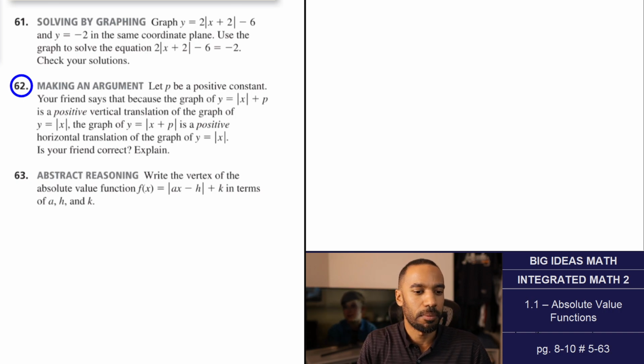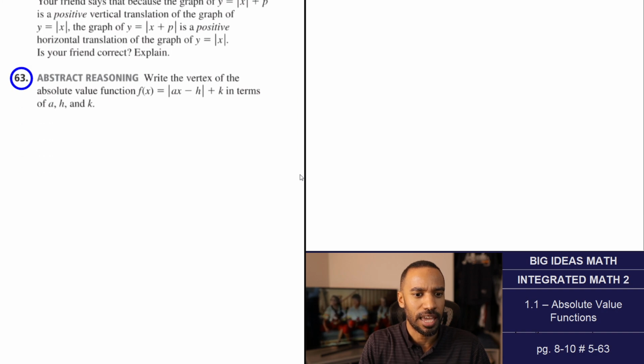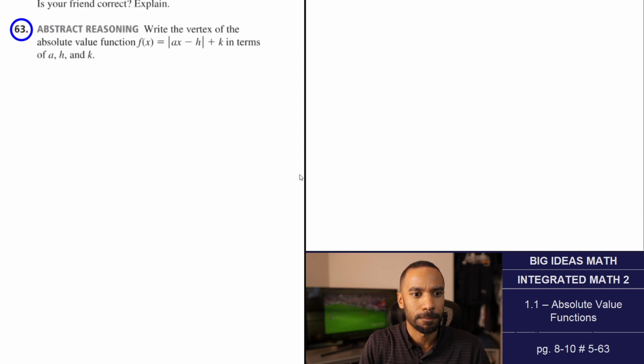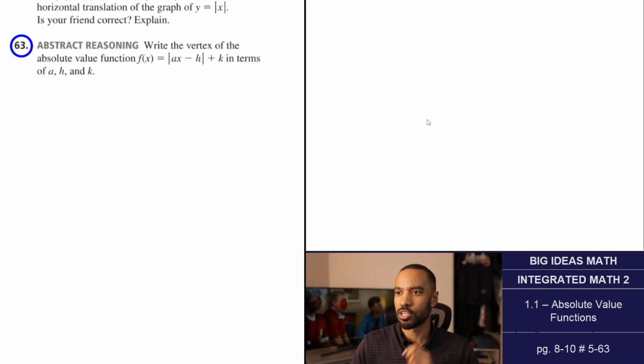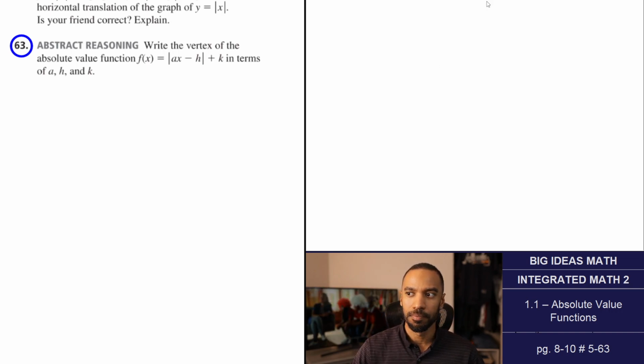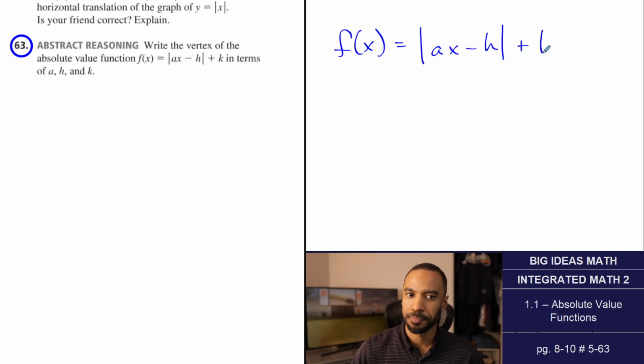Okay, and last one, number 63, write the vertex of the absolute value function of this in terms of a, h, and k. Oh, because you're going to factor it out, I see. All right, so in this last one, this is a lot of what we've done before, but with numbers. They still had fractions, though, so this is not really much different. So let's talk about what we've been doing with that.